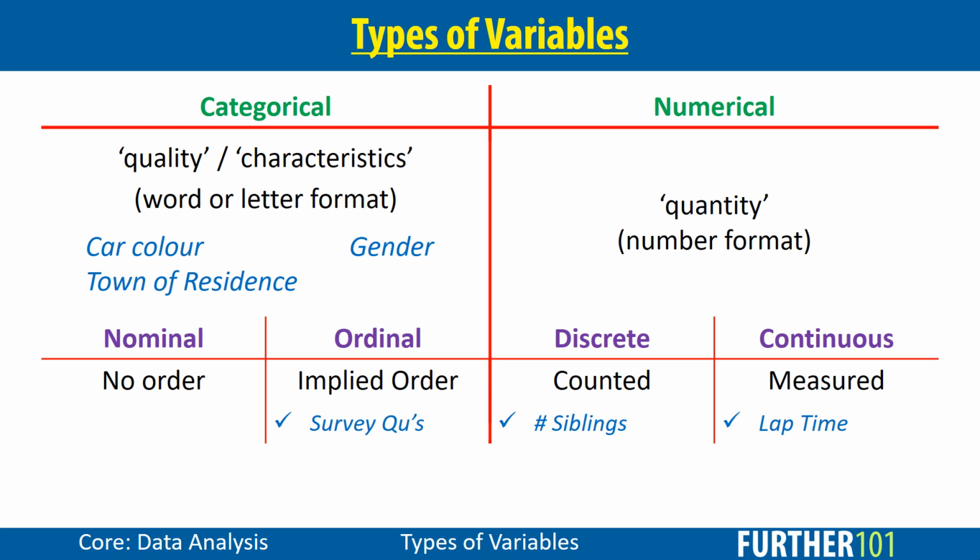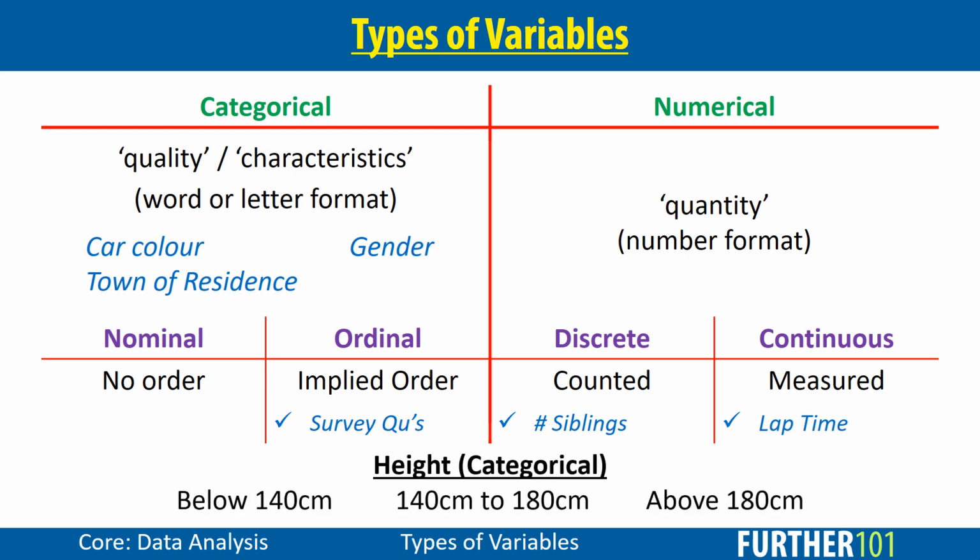Now, I did mention before that numerical data can sometimes be presented as a categorical variable. This typically happens if the numerical data is organized into groups. Each group is defined for a specified range of values. For example, a person's height as a variable may be organized according to the following three ordinal categories: below 140 centimeters, 140 centimeters to 180 centimeters, and above 180 centimeters.